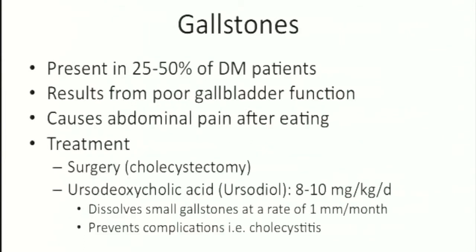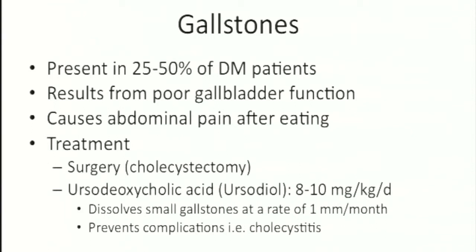And then I'm going to end with gallstones, which is present in up to 50% of DM patients, and it really results from poor gallbladder function, so the gallbladder does not contract well, or the sphincter, which is sort of the valve between the liver and the intestine, that dysfunction can lead to poor emptying. And so with bile stagnating in the gallbladder, it can lead to stone formation, and it causes pain after eating over on the right side.